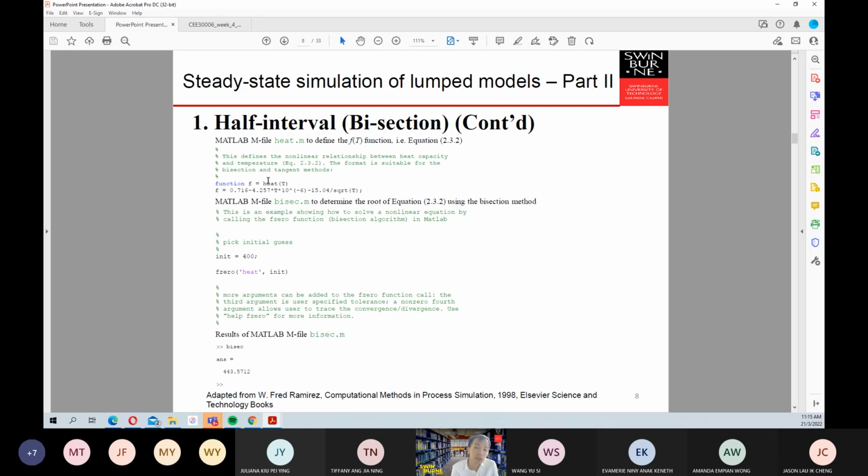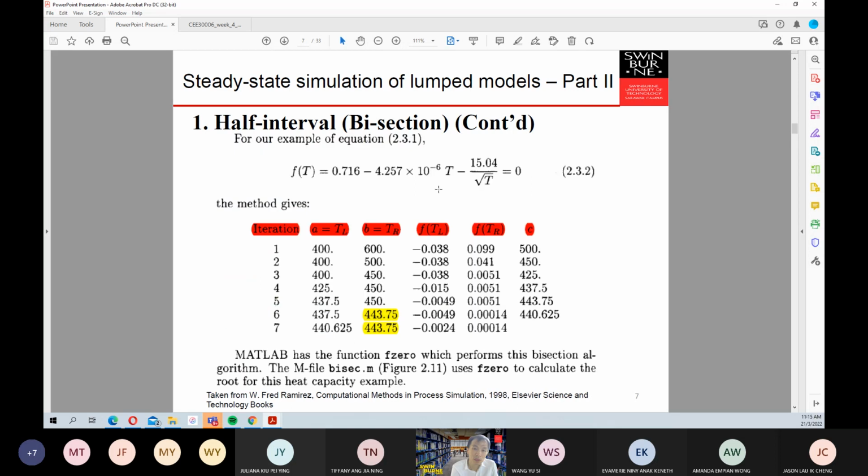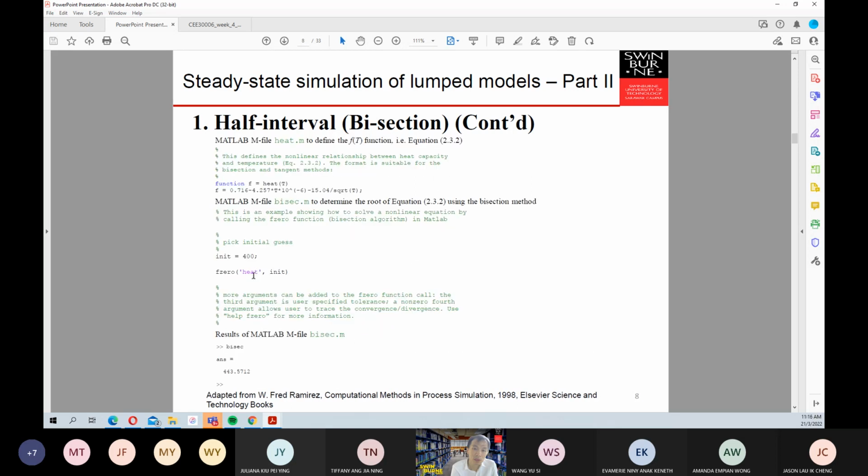Okay, you need to make this function first, and then you pick an initial guess. The fzero in here is a toolbox in MATLAB that, given any particular function, will calculate the independent variable, the value of the t in here, that will give a value close to 0, but you need to give it an initial value. So the initial value that we give in here is 400. Okay, and the bisection will give you a value of 443.5712.